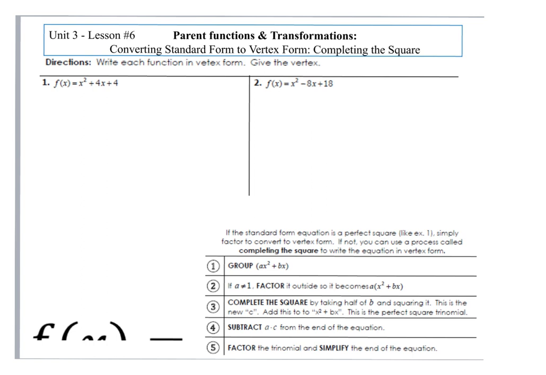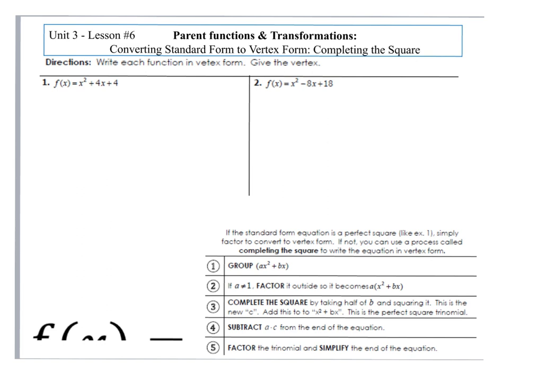Okay, looking at number 1, we have f of x equals x squared plus 4x plus 4. And again, this is standard form. We're going to convert it to vertex form. And even though we were already told that number 1 is a perfect square trinomial, let's pretend we didn't recognize that, and we can still apply the completing the square process to this problem.